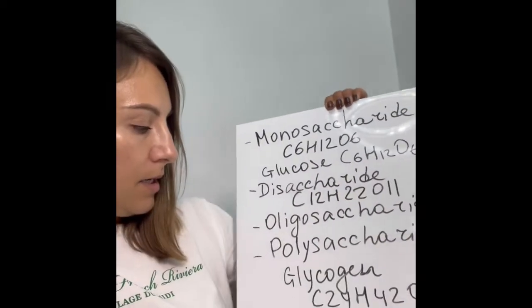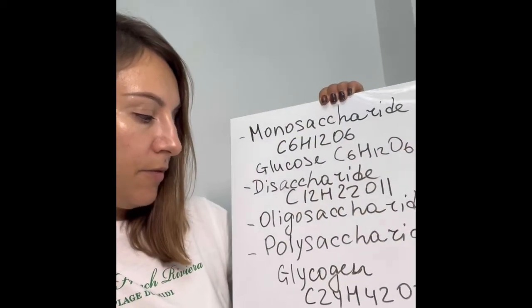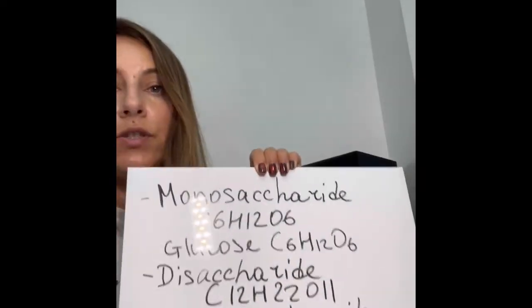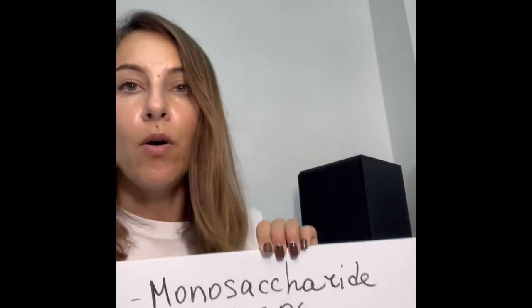Polysaccharides. These are polymers containing long chains of monosaccharides connected through glycosidic bonds. Examples are starch, amylose, cellulose, and glycogen. Glycogen has the formula of C24H42O21.